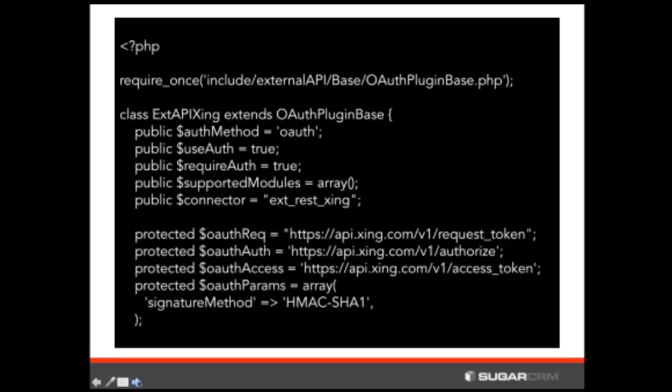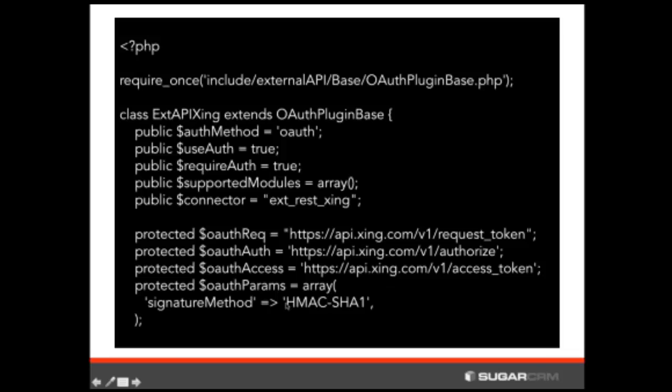So if we look at the OAuth plugin base here, a couple things to note. First, we're saying what's the authentication method? It's OAuth. We're going to need to use authentication, and then this is the connector we're mapping to, ext_rest_zing. These next three protected properties are the key ones here, and these define the methods to call to get a request token, an authorization, and an access token. So these are really important to make sure that you get right, because these are the pieces that are used as a part of the OAuth request flow to make sure that you're going to all of the right URL endpoints.